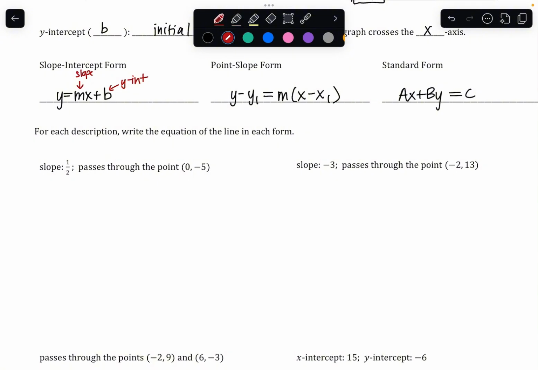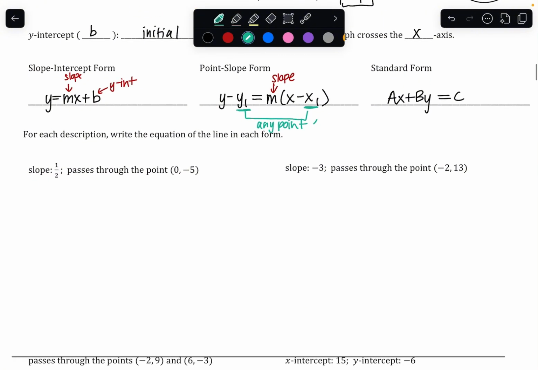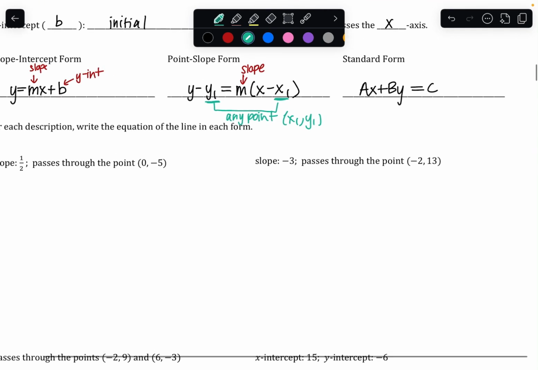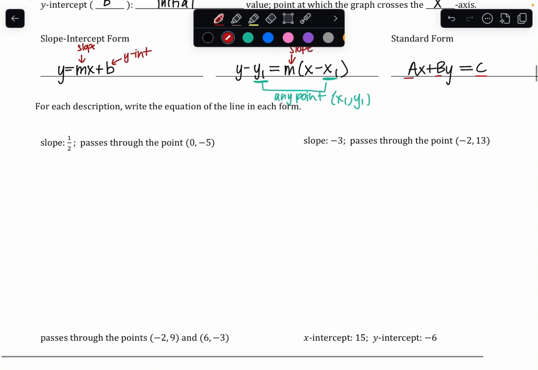Point slope is useful when you have the slope still. This m is still your slope. But this x1, y1, this is any point on the line. Any point. So it's nice when you don't have the y-intercept and just have any point on the line, x1, y1. And then standard form is often where we start when we're writing equations from situations, but you don't really get any information for free. A is just a number, B is just a number, C is just a number. Those aren't your intercepts, they're not your slope, and so you don't get any free information from standard form.